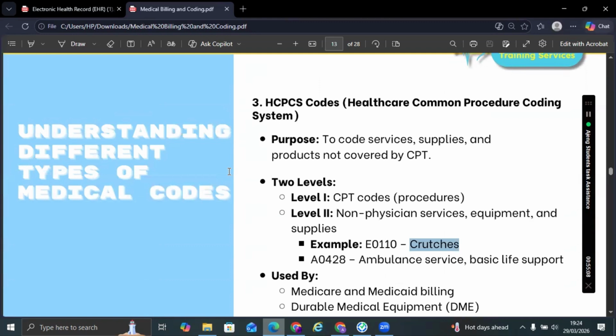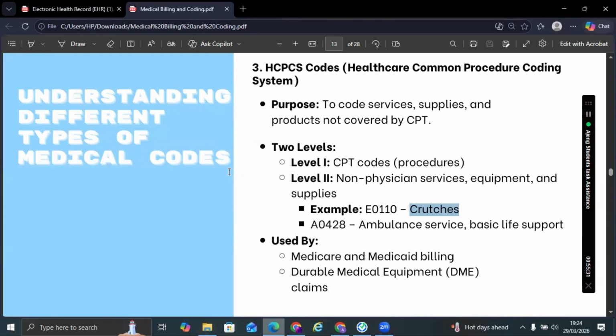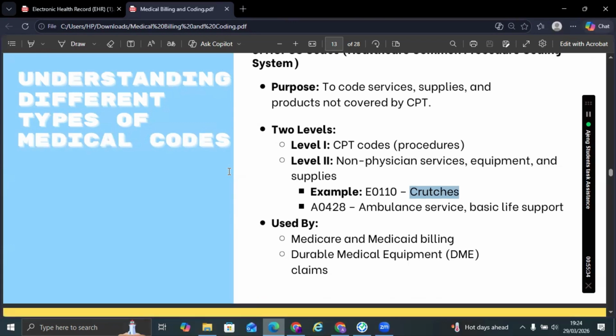Next, it's about the Healthcare Common Procedure Coding System. The purpose is to code services, supplies, and products not covered by CPT. Two levels: Level 1 is CPT codes for procedures, Level 2 covers non-physician services, equipment, and supplies. Example, E0110 is for crutches, and then A0428 is for ambulance service, basic life support. Used by Medicare and Medicaid billing and durable medical equipment claims.